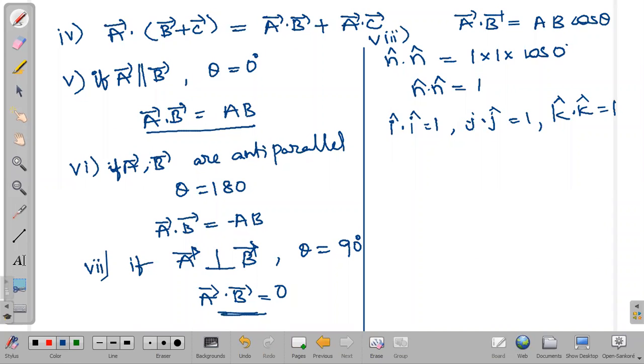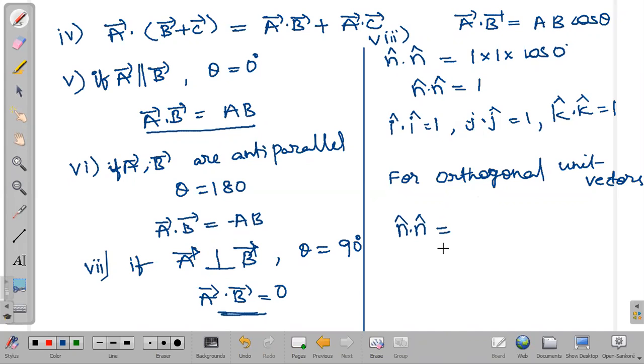For orthogonal unit vectors, what can we write? N cap dot n cap can be written as what? What is its magnitude? 1. Okay, and what is the other one's magnitude? This unit vector also has magnitude 1 only. And as I am mentioning that they are orthogonal, what is the angle between them? The angle between them is 90 degrees.